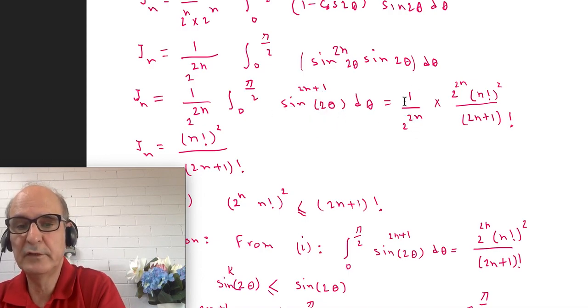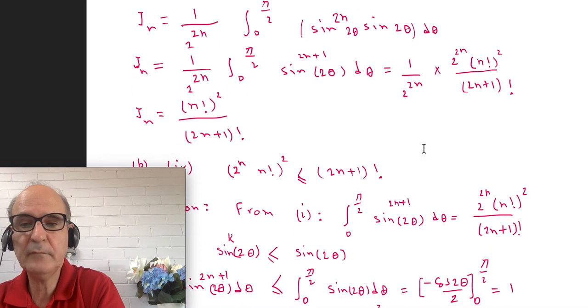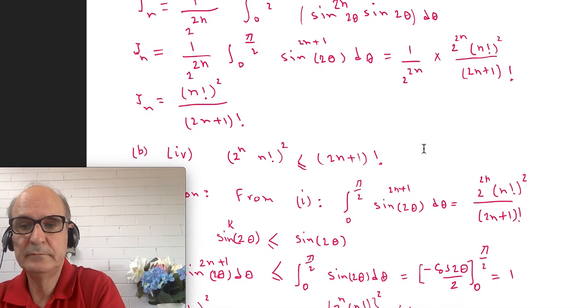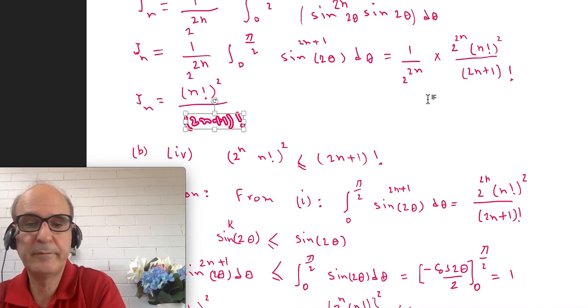We proved the answer to that is 2 to the power of 2n, n factorial squared over 2n plus 1 factorial. And we had also 1 over 2 to the power of 2n here, 1 over 2 to the power of 2n here. Now, this 2 to the power of 2n and 2 to the power of 2n cancel out, and we end up with factorial of n squared over 2n plus 1 factorial squared.